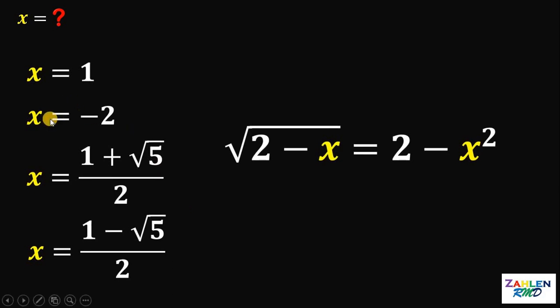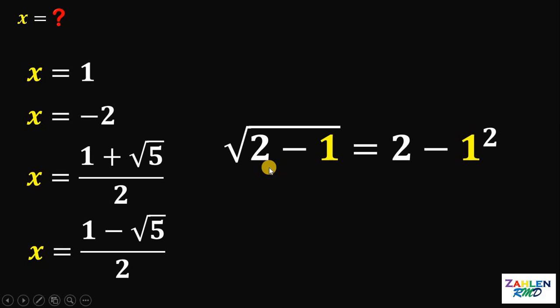Namely, x equals 1, x equals negative 2, x equals (1 plus square root of 5) over 2, or x equals (1 minus square root of 5) over 2. Now, as always, if we have a radical equation, always check your final answer. So first, let's check if x equals 1 is a solution to this equation. So what we're going to do is replace all x with 1.